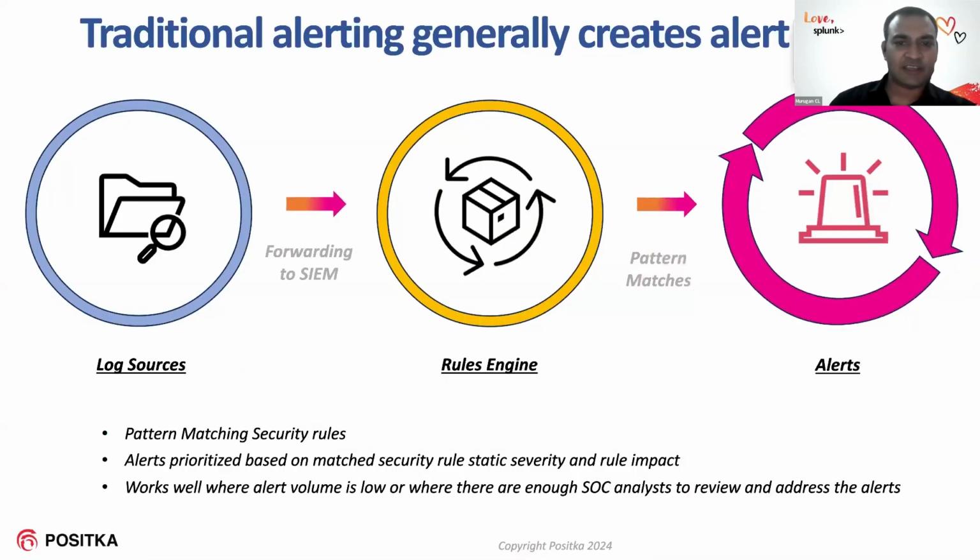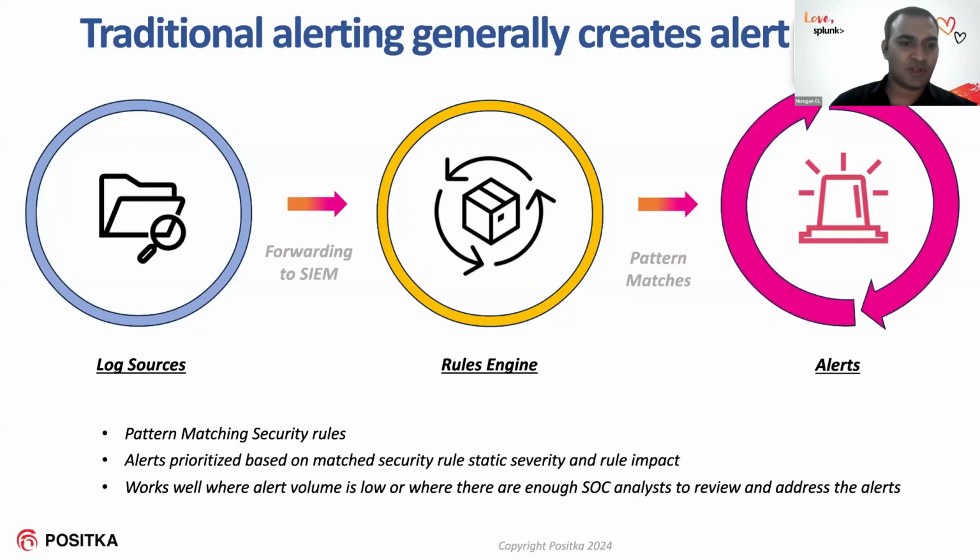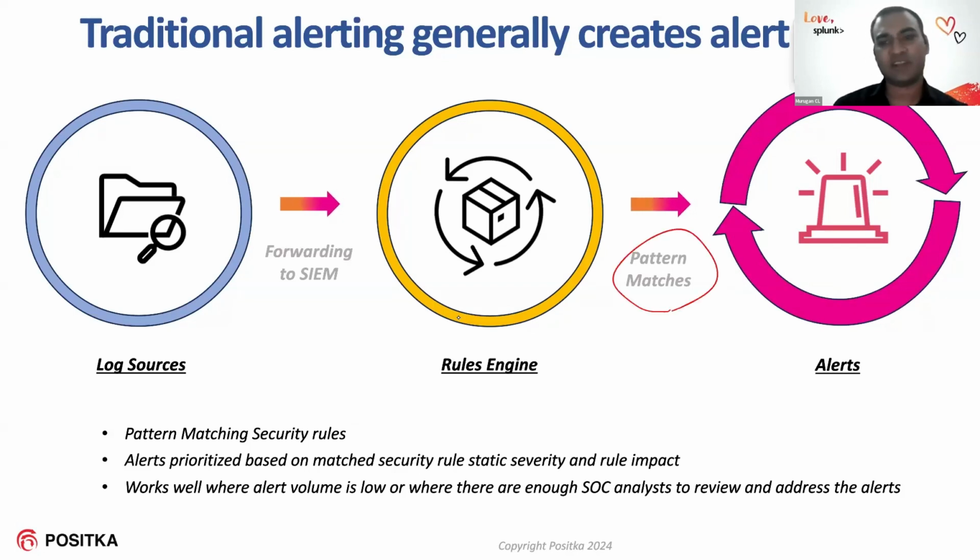So the challenge: alert fatigue. Traditionally, when an organization is using a SIEM, it has a rules engine. You have log sources sending their logs. You would have installed an agent or something like a forwarder on the source servers or your devices to collect the logs and then forward them to your SIEM platform. And then the SIEM platform's rules engine would do some sort of pattern matching, and whatever matches would get converted into alerts, and those alerts would be displayed by the SIEM.